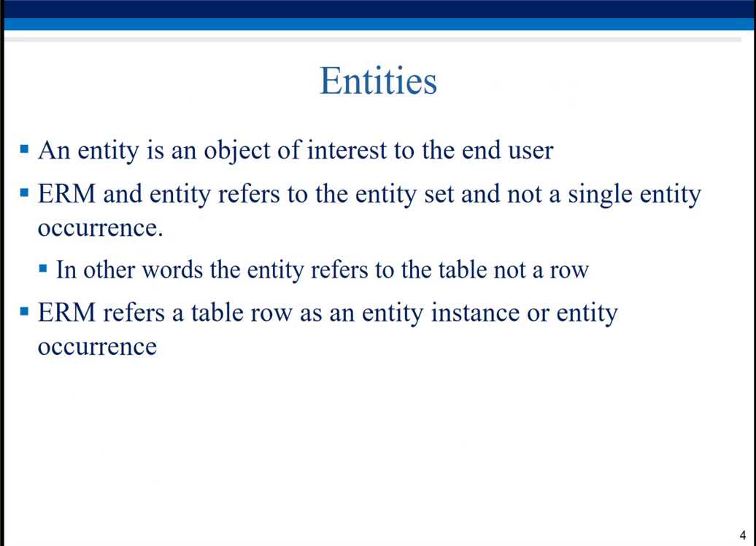So again, an entity is defined as an object of interest to the end user, such as a customer. And then the entity relationship model refers to the entire entity set and not just the single entity occurrence. So it refers to a table, not a row again.